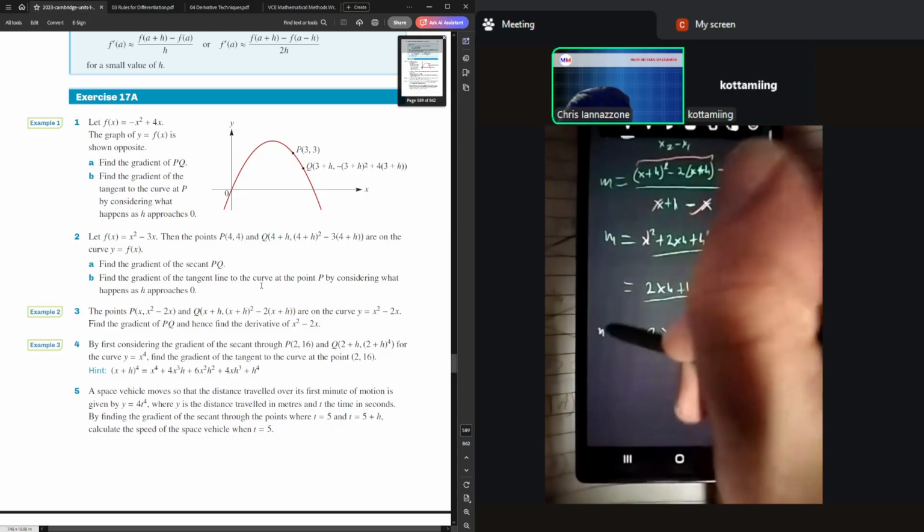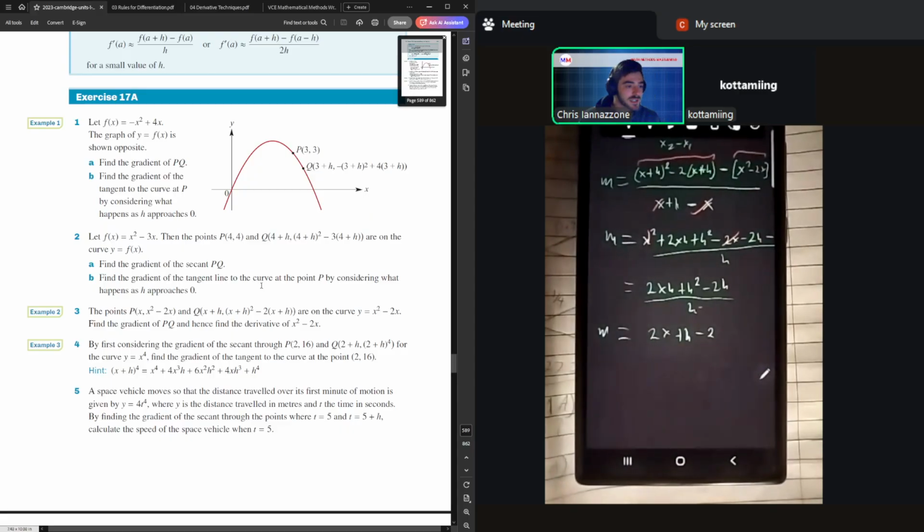So that's at least the first part of that answer, which is find gradient of PQ. Now, it then says, hence find the derivative of the function. Now, it says x squared minus 2x. You might notice that these points existed on the curve, x squared minus 2x. What's happening here is differentiation by first principles. Were you here for that lesson?